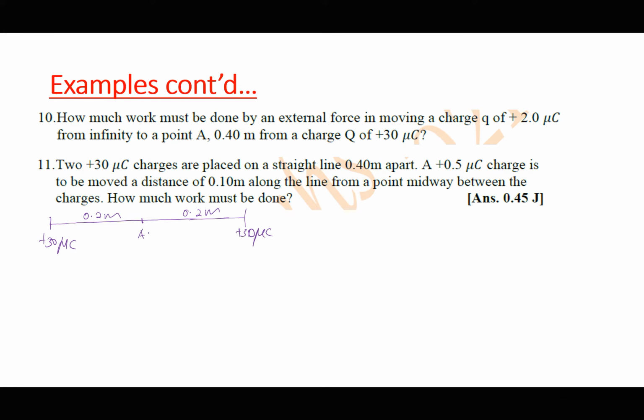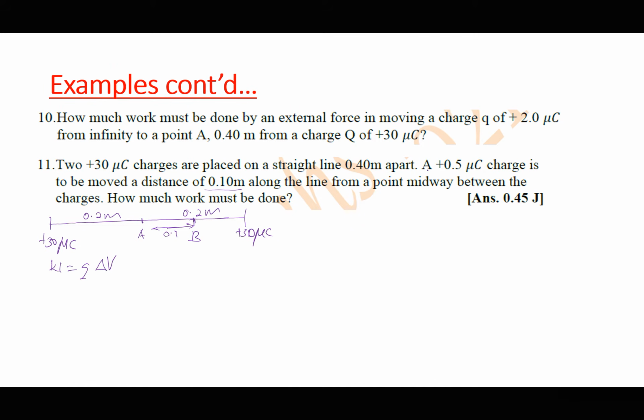Let's say this is point A, the midpoint. And let's say the charge is moved 0.1, from A to the other side. So this distance here is 0.1 meters. Let's say it is moved to point B. So how much work must be done to move from A to B? Work done is going to be equal to charge times change in potential.